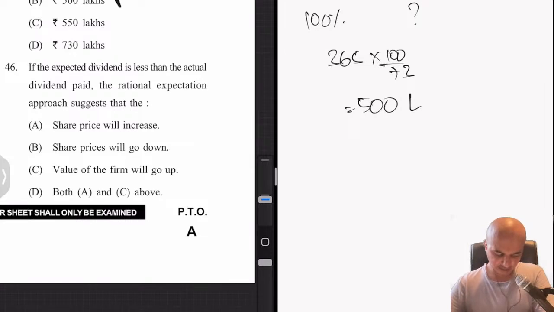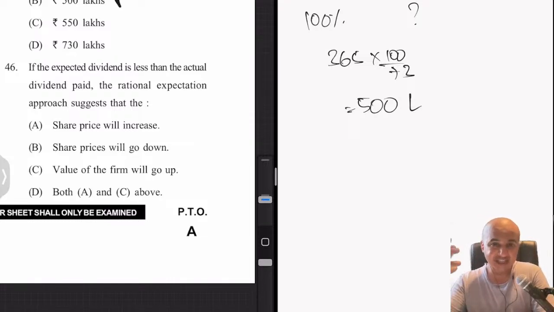If the expected dividend is less than the actual dividend paid, okay, we expected the company to pay, let's say, 10 rupees. The company in fact paid 15 rupees. The rational expectation approach suggests that share price will increase, value of the firm will go up. We thought the company would be able to pay only 10 rupees, but the company in fact paid 15 rupees, 5 rupees extra. So in this case, the company exceeded expectations.